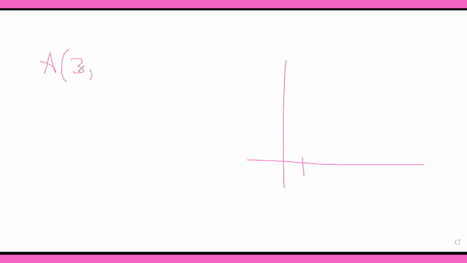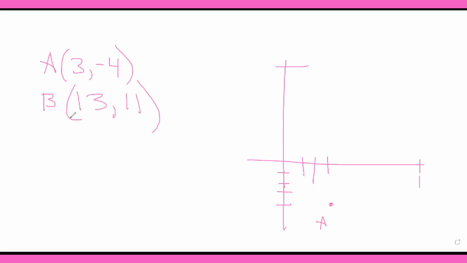So if we're given a point 3, -4 for A, and a point B of 13, 11. And if I were to just draw this, I always like to draw things to picture what is really happening. So if we're at 3, -4, we're down here, that's our A. And our B is somewhere here, 13 and 11, kind of guesstimating here. So this is our point B.